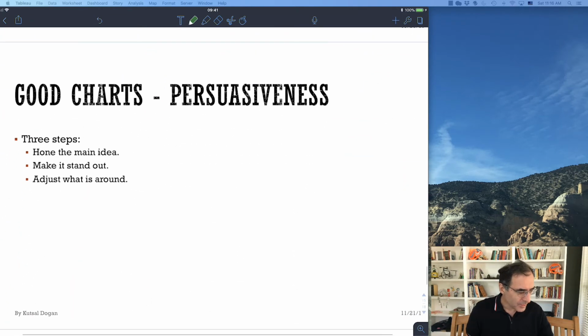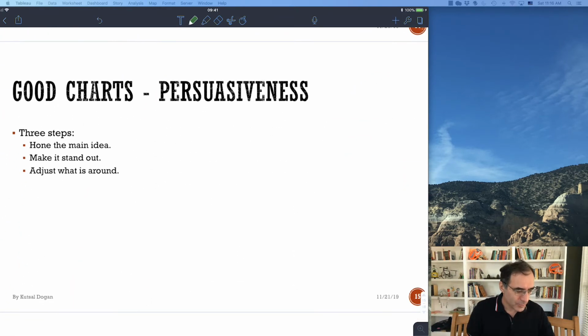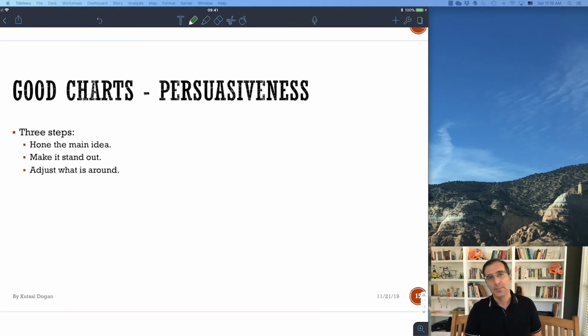Now the next thing in good charts is persuasiveness. You have to make sure that your chart persuades the person you're telling the story to. They have to believe your story. That's the idea. There are 3 steps to this. Hone the main idea, focus on what the main idea is. Then make it stand out: use markers, highlights, and reference points to make that idea come out.